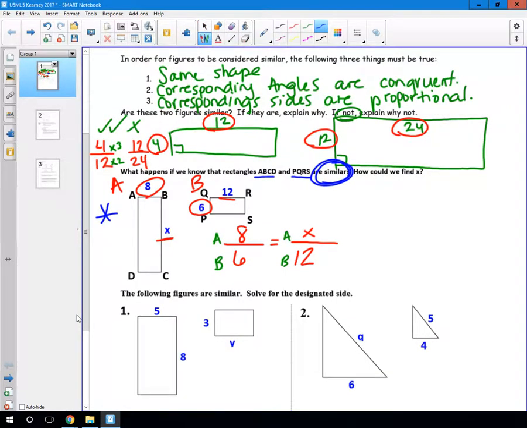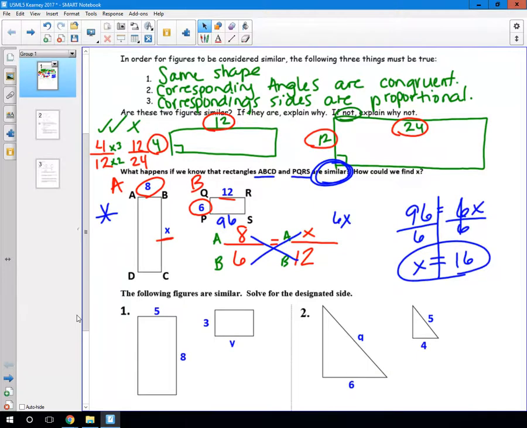So we can do the simple cross multiplication. 8 times 12 is 96. 6 times x is 6x. And since we know they're proportional, we know their cross products must be equal. So we're going to say 96 equals 6x and solve for x. So we're going to divide by 6. Divide by 6. So x equals 16.